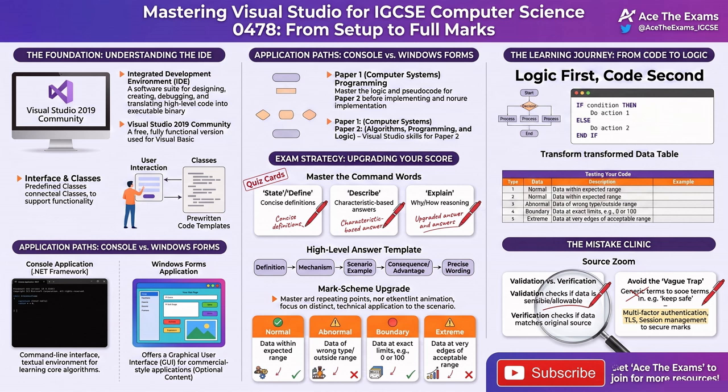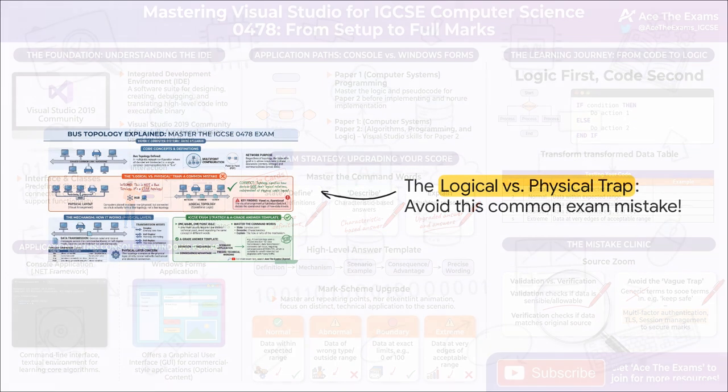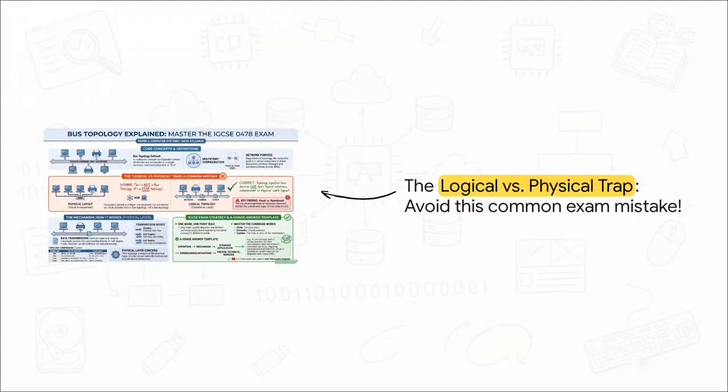Okay, watch this. 9 out of 10 students get network topologies wrong in exactly this way, and it quietly costs them the grade. When you see computers placed in a straight physical row connected to a central hub, your brain immediately wants to scream bus topology, but that is the ultimate exam trap.